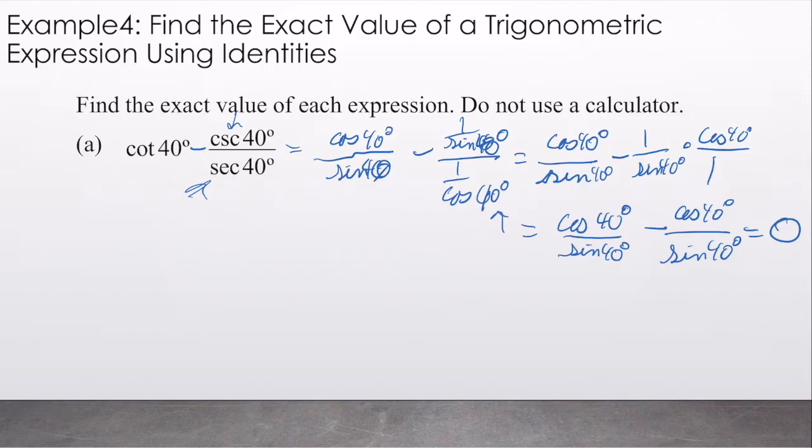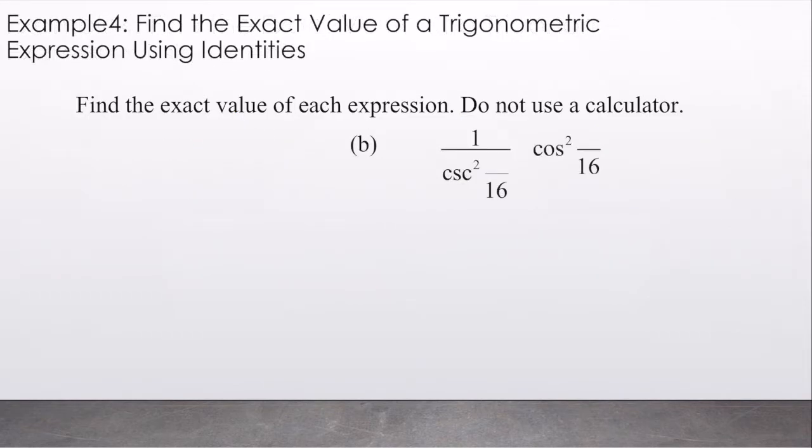Let's work through another example using trig identities. So I have 1 over cosecant squared of pi over 16 plus cosecant squared of pi over 16. We can rewrite cosecant as 1 over sine. So this is 1 over sine squared of pi over 16 under 1, right? Plus cosine squared of pi over 16.